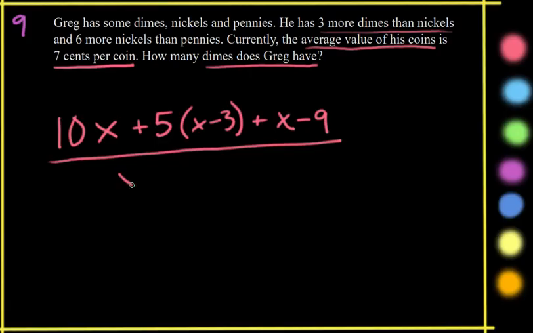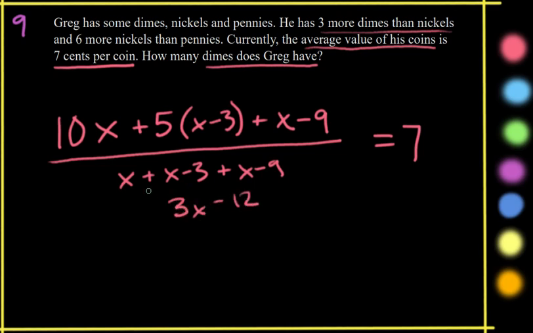Well, how many coins does he have? He has X dimes, plus he has X minus 3 nickels, plus he has X minus 9 pennies, and we know that that is equal to 7. So this looks a little scary, but it's really not too bad. You can start adding things together and simplifying. This denominator actually just becomes 3x minus 12. That's not too bad. And then we can multiply that onto the other side. And we can simplify some things over here at the same time, right? So how many x's do we have altogether? 10 plus 5 plus 1. That's 16 x's on this side.